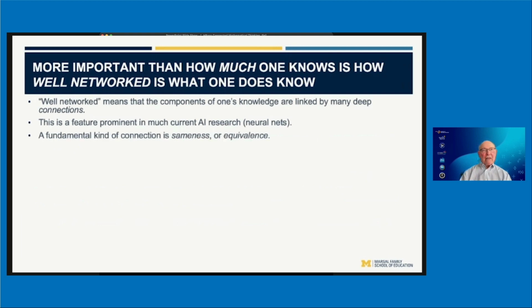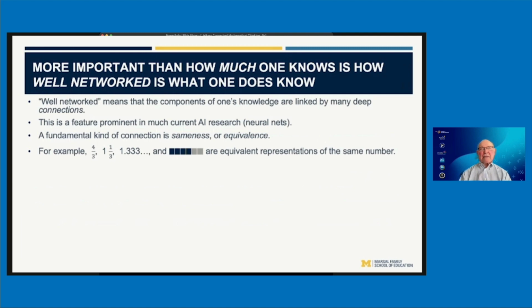A fundamental kind of connection is sameness or equivalence. Mathematics is full of cases where we call two different things by the same name. For example, here you see several arithmetic expressions and a shaded area model that are all equivalent representations because they represent the same number on the number line. This is important because, for example, when we want to add fractions with unlike denominators, we could replace the fractions by fractions with the same denominator.